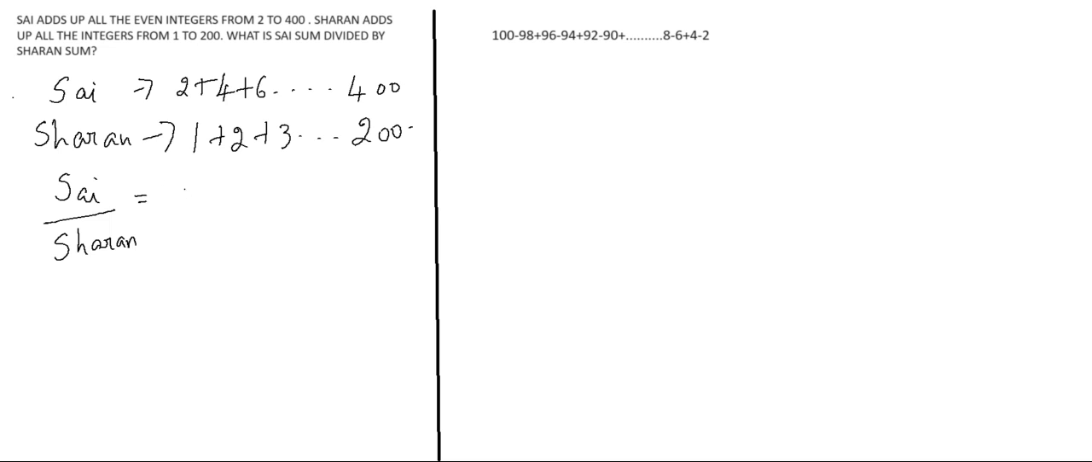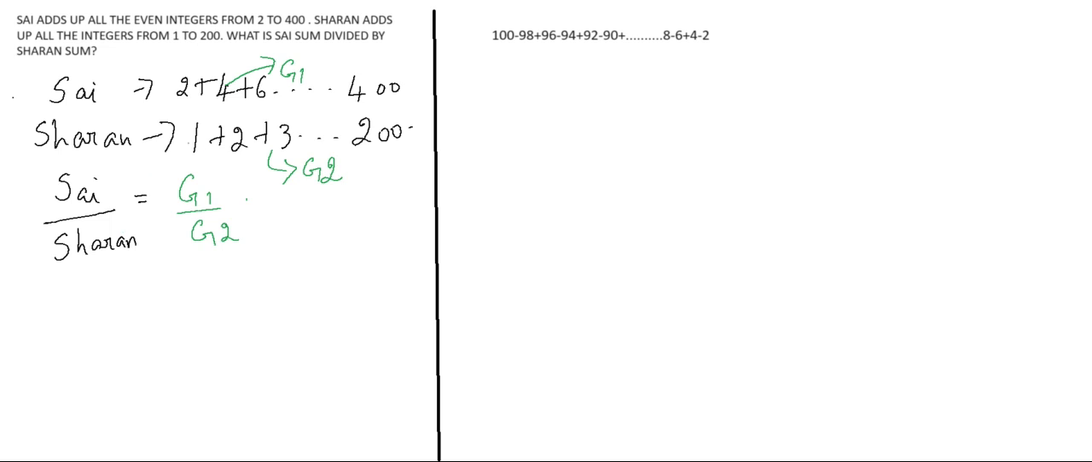Whenever we divide these two, what do we do immediately? We add 2 plus 4 plus 6 till 400, and similarly 1 plus 2 plus 3 till 200, which seems a bit complex, right? The other way of solving this is to check whether there are any common multiples between the two groups. Let us assume this as group 1 and this as group 2.